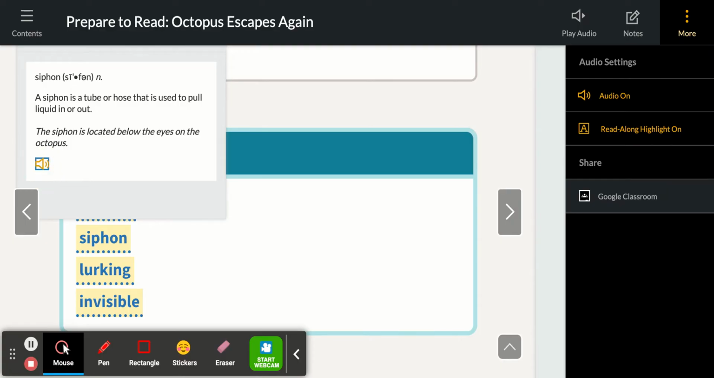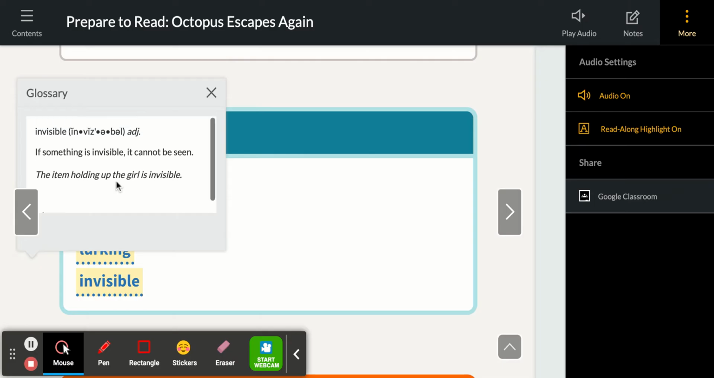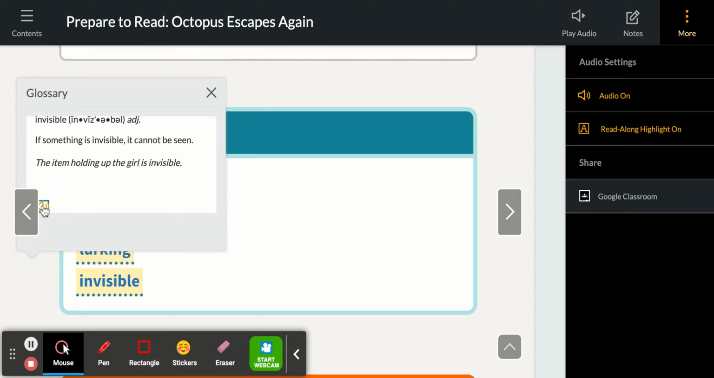Siphon. A siphon is a tube or hose that is used to pull liquid in or out. The siphon is located below the eyes on the octopus. That's interesting. An octopus has a siphon? Can't wait to see that. Lurking. If an animal is lurking, it is hiding while it waits to catch another creature. The tigers are lurking in the bushes. And invisible. Invisible. If something is invisible, it cannot be seen. The item holding up the girl is invisible.